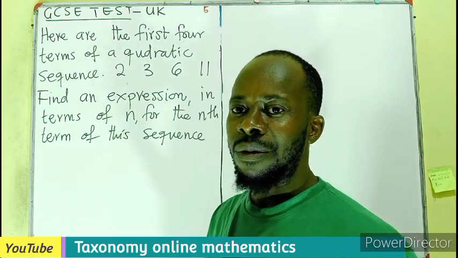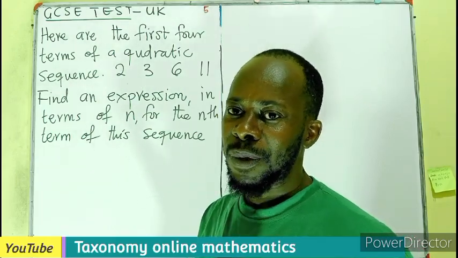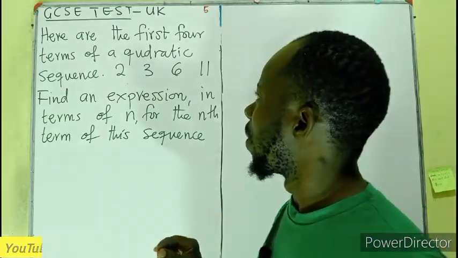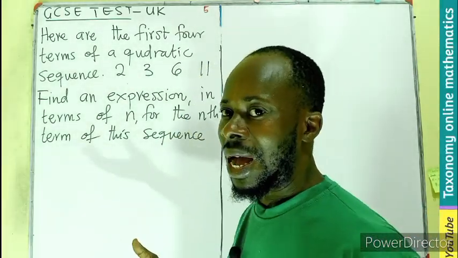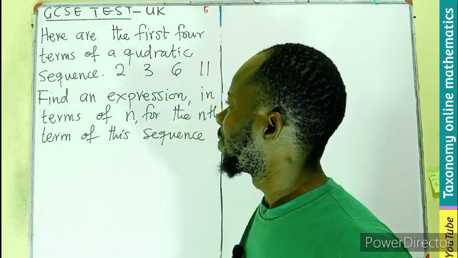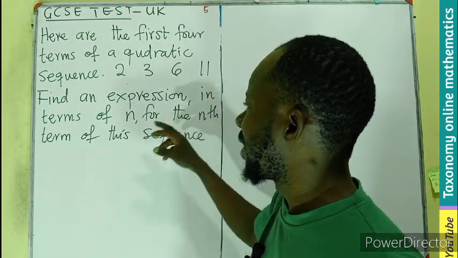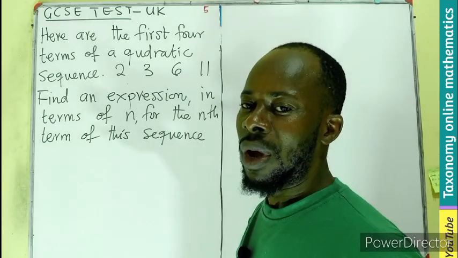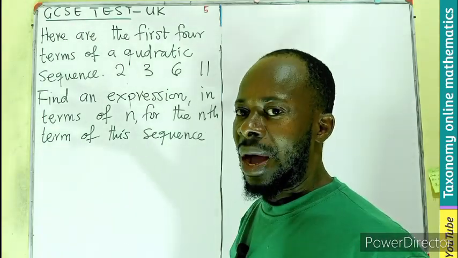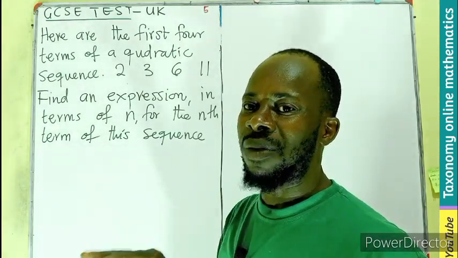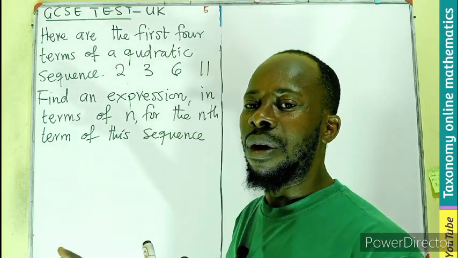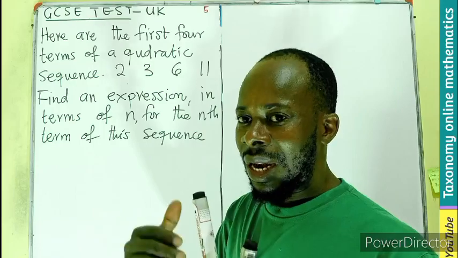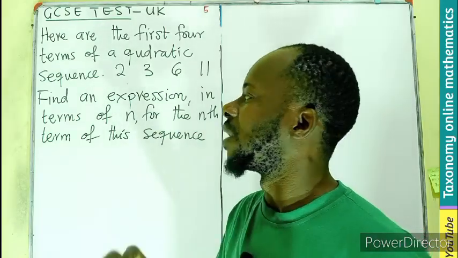GCSE test for grade 10 UK students. Here are the first four terms of a quadratic sequence, which are 2, 3, 6, 11. We are to find an expression in terms of n for the nth term of this sequence. In our tutorials, we deal with quadratic sequences and the steps involved in finding the nth term. Let's bring to bear that concept.